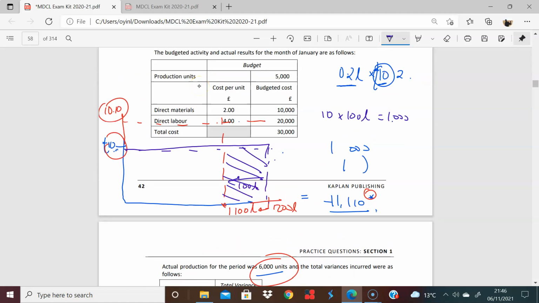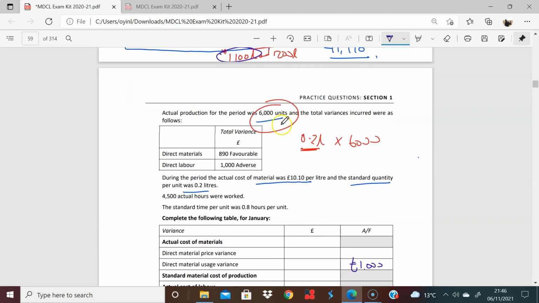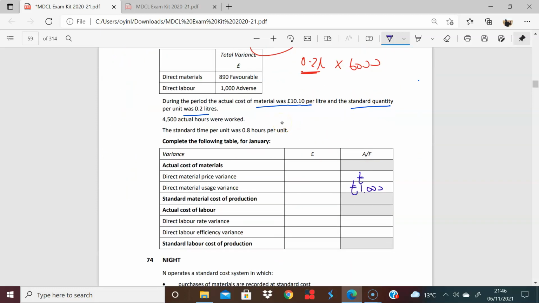Now, what happened here was that you spent 10p more on these 1,100 liters. So 10p times 1,100 is 110 pounds. And of course, this is adverse. Of course, this is favorable. This is adverse, and that is favorable. So of course, if you add these two together, what you see is you get 890 favorable.